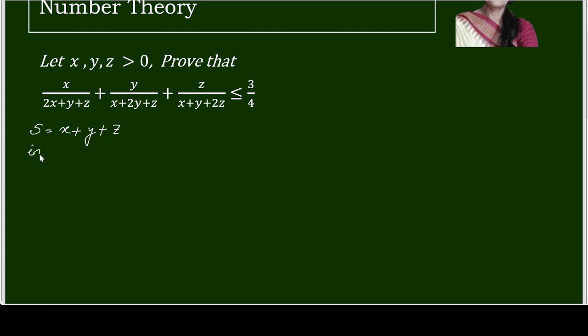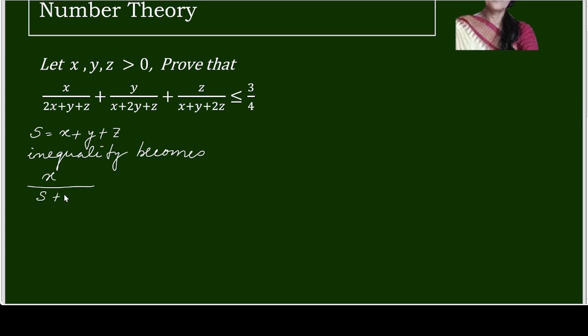Then this inequality becomes x upon s plus x, second will be y upon s plus y, and z upon s plus z. And we have to prove that it is less than or equal to 3 over 4. So let's analyze this function.